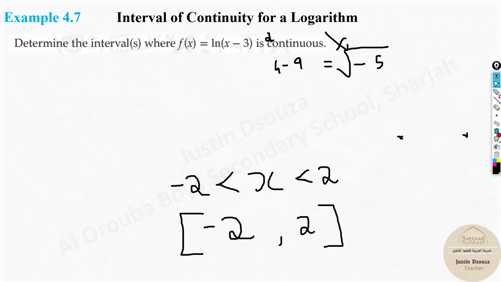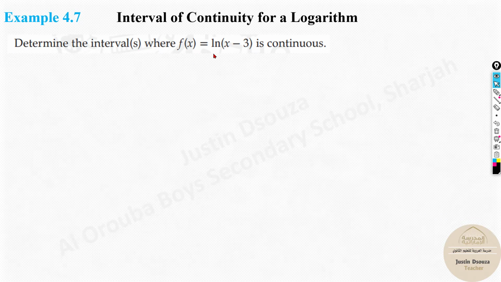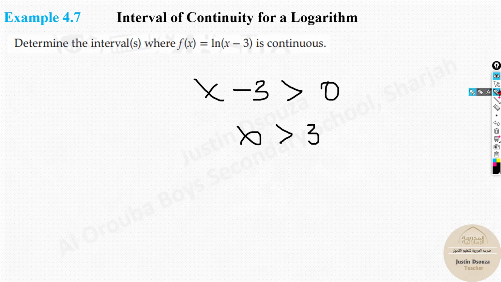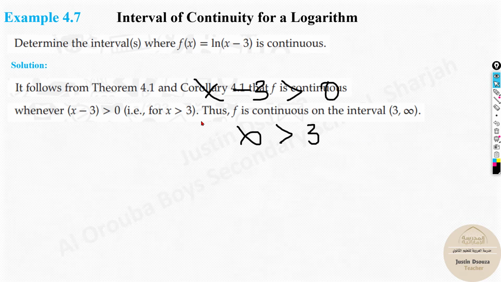And now here again, it's a simple problem. Natural logarithm. If you go back to the table, you will know natural logarithm means x must be greater than 0. So x over here is x minus 3. It must be greater than 0. So x must be greater than 3.